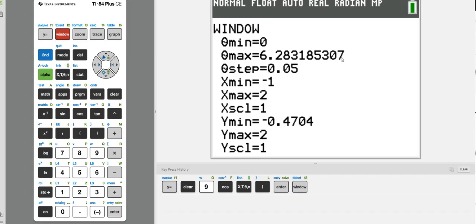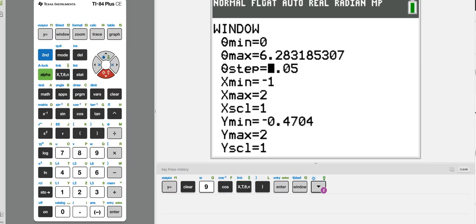So 2 pi. Theta step. Right now I got it at 0.05. You can do 0.1 if you wanted to. Then you're going to have to set up your x-min, x-max, y-min, y-max as before. I think, just like our parametric mode, that once you have theta figured out, you can let your graphing calculator figure out the rest. What would you have to do to let your graphing calculator figure out the rest?